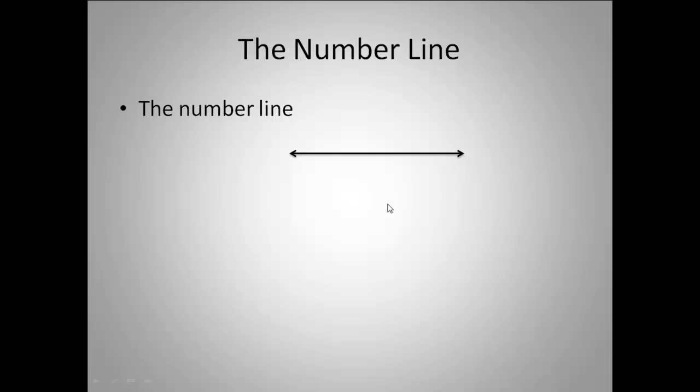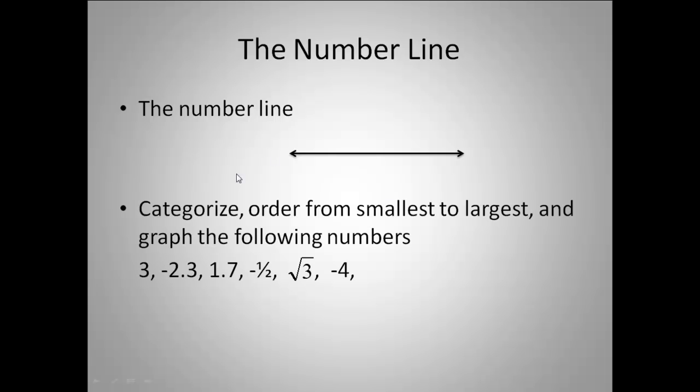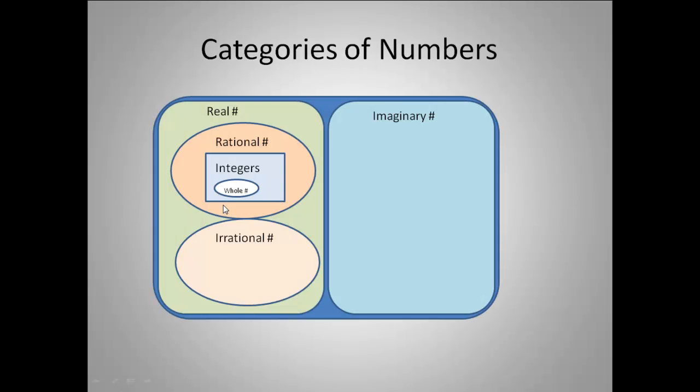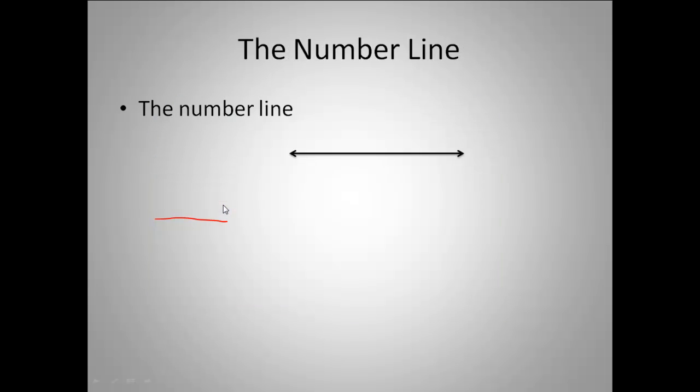Now we're going to quickly review the number line. So here's the problem we're going to do. It says categorize, order from smallest to largest, and graph the following numbers. Let's deal with the categorize first. This goes back to the idea of this diagram here. We have to decide what categories these numbers fall into.